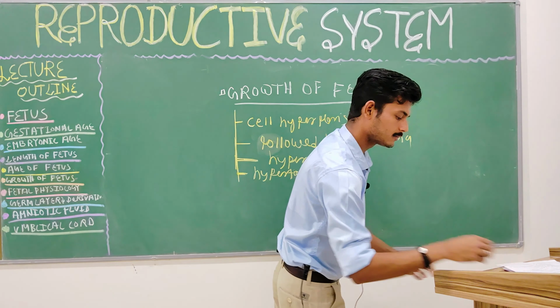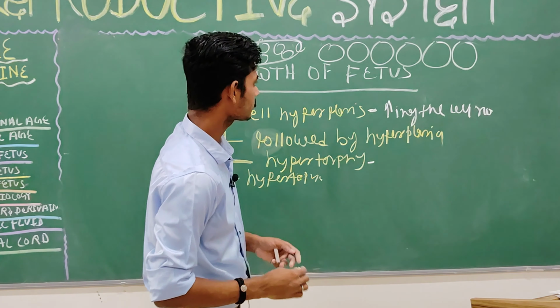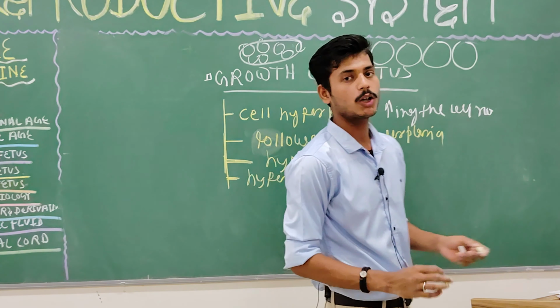This is again followed by hyperplasia, where again only the cell number grows. Then there will be hypertrophy, meaning whatever increment is done in the cell, now it has to grow larger. This enlarging of the cell size is called hypertrophic growth, and this hypertrophic growth is again followed by hypertrophic growth. So this is the defined pattern of fetal growth.